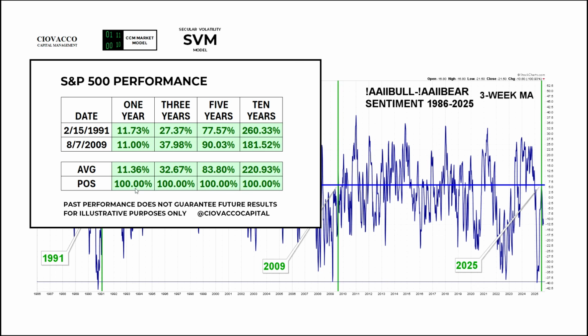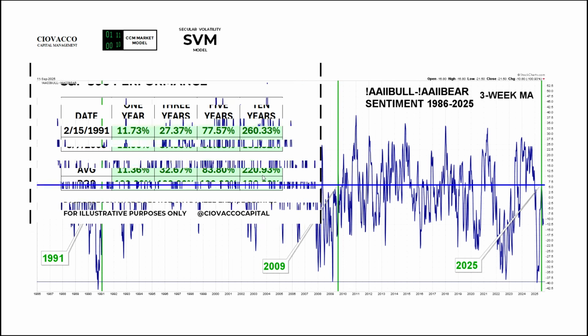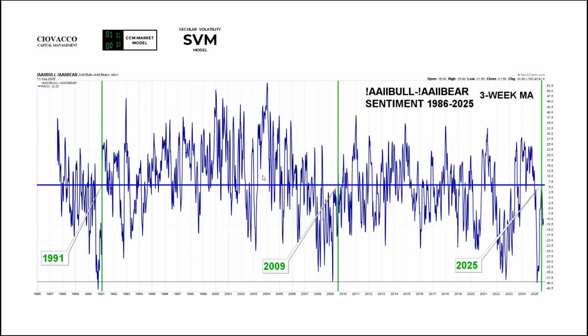The answer is quite well. February 15th of 1991 is similar to this point here in 2025. The same can be said for August 7th of 2009. In both cases, the stock market was higher a year later, 3 years later, 5 years later, and 10 years later. Average gains, 11%, 33%, 84%, and over 220%. And this is relevant because it helps us understand and assess probabilities related to this topic.